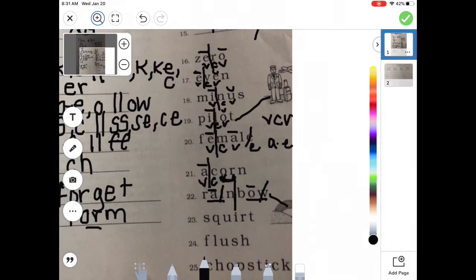All right, we're just going to do one more. We're not going to do 24 and 25, okay? So on number 23, what do you see that I need to code? It's got that QU, so that's a letter combination. It's got that IR, that's a letter combination, so I have to hook those together too. So I've got squirt. Squirt, very good. All right, let's go ahead and flip to the back.